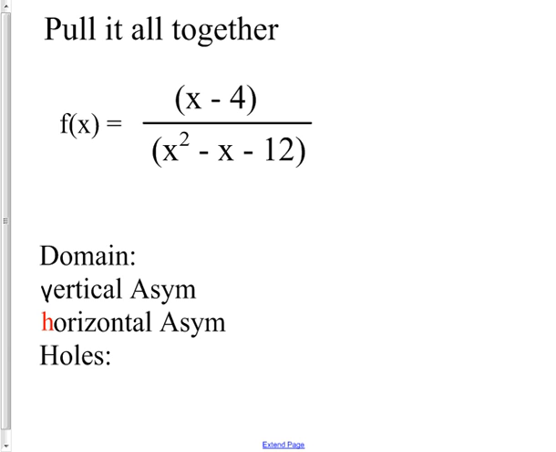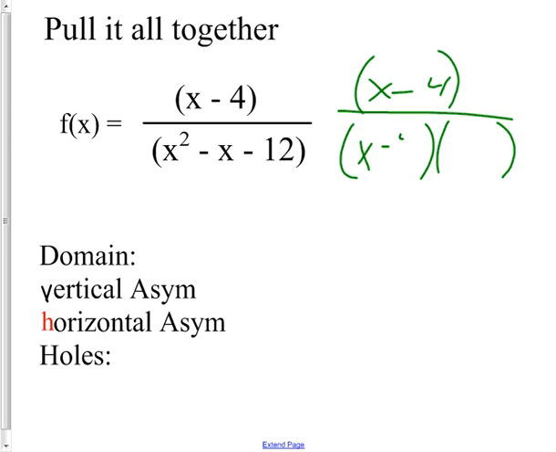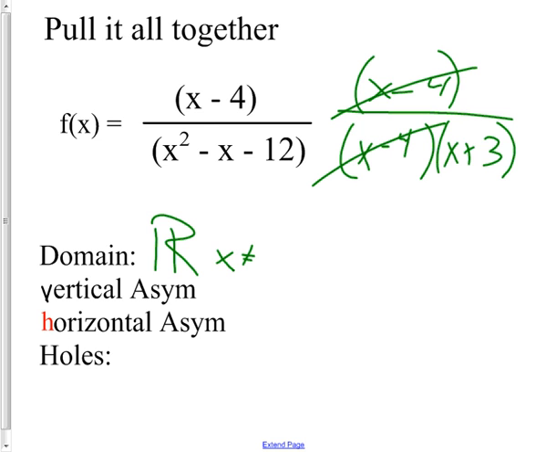All right, first thing I do is factor it. Cancel that off. Yay. Domain. What are the things that would mess this up? All real numbers work except, give me some things that wouldn't work. It can't be what? -3, and it can't be what? 4.